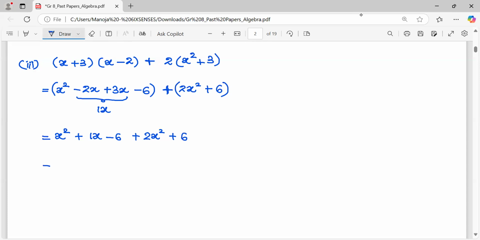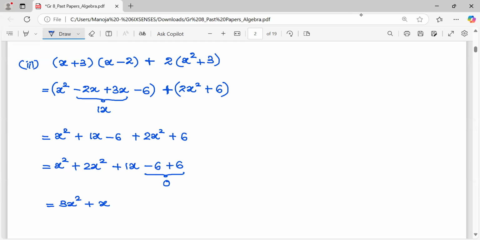Then what I do, children, I write the like terms closer. x squared and 2x squared closer. Then 1x, since you don't have any other x terms, and negative 6 and positive 6. Now what happened? Negative 6 and positive 6 gives me 0. So then I write 3x squared plus x. Then I want to double check. x times x squared, then the minus 2x, then the plus 3x, minus 6, that is done. Negative 2 and positive 3 is positive 1, that is also done.